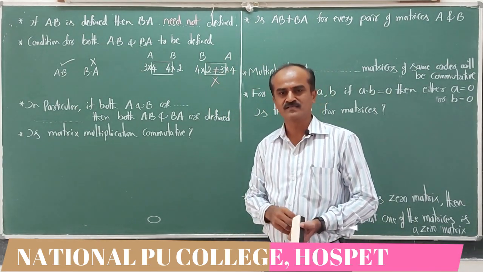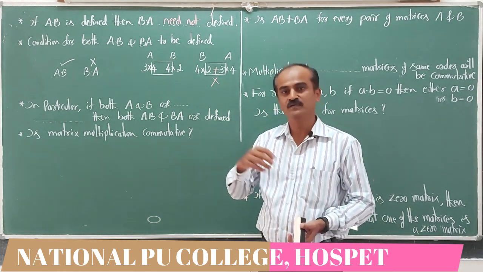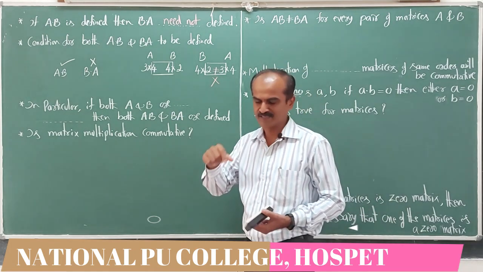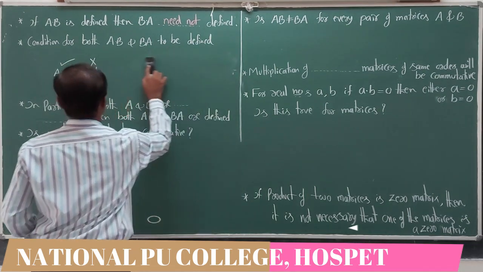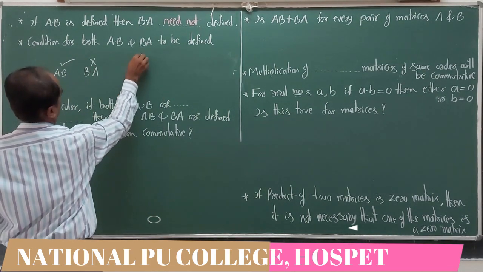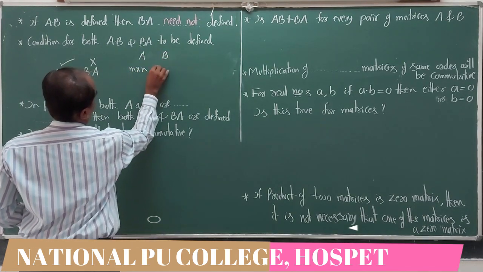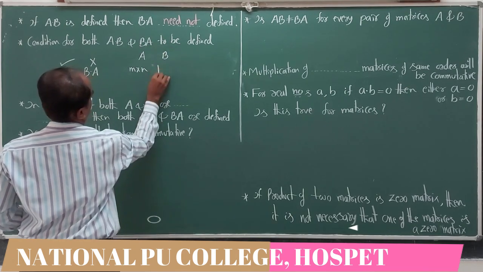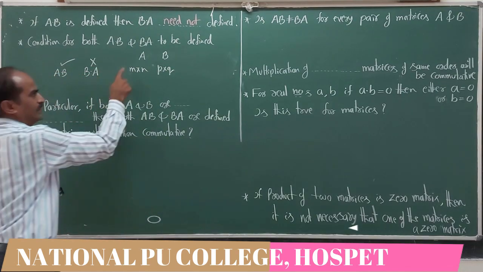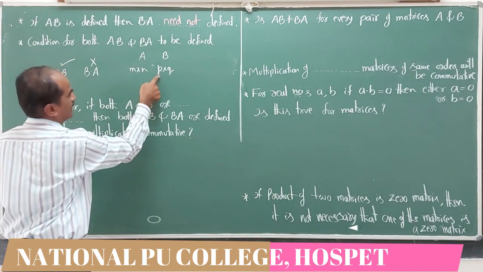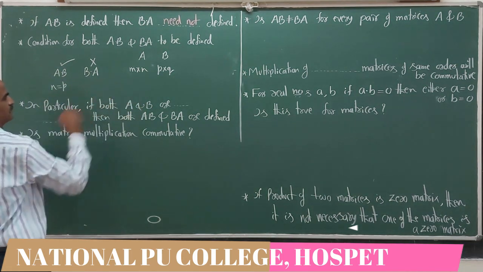Now we'll see the case. Is there any two matrices A and B such that AB is defined as well, BA is also defined? Now let us take an example. A is a matrix of order m by n. B is a matrix of order p by q. When A into B is defined, n equal to p. This is the condition it has to satisfy.